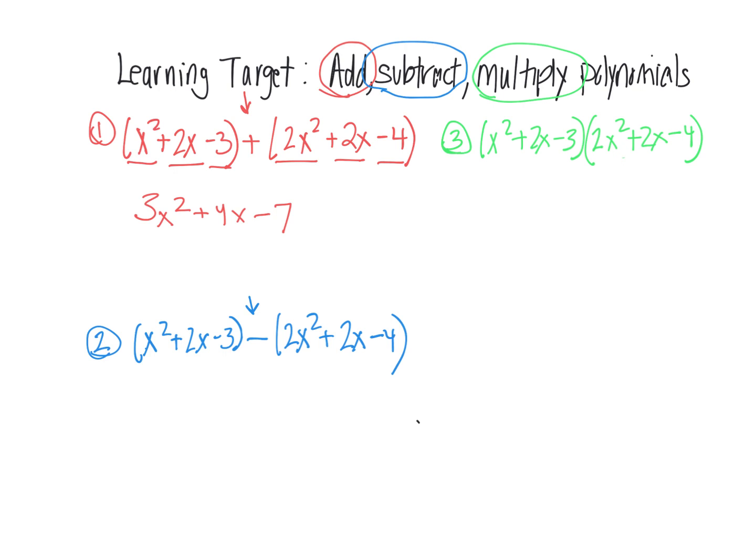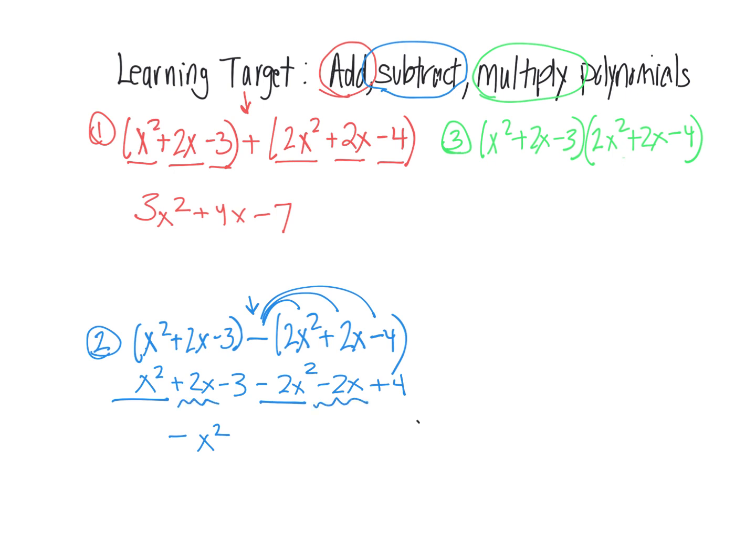If we look at our second one, this one was our subtraction one. That means our first polynomial is going to remain the same, but in our second polynomial, that negative is going to be distributed into that, changing this to a negative 2x squared, a negative 2x, and a positive 4. And then after we do that, we're going to combine like terms. So 1x squared and a negative 2x squared will give us a negative 1x squared. A positive 2x and a negative 2x cancels out our x terms. And then we are left with a negative 3 and a positive 4, and that gives us a plus 1.